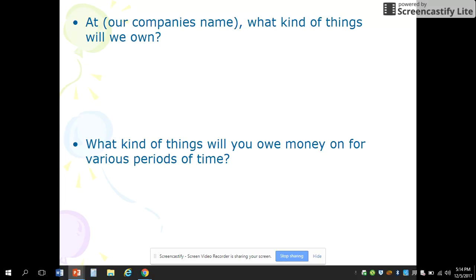Another thing to think about is, businesses don't always just own stuff, they also owe people stuff. So, what type of things would Stadium Express owe money to? Like, who might they owe money to? Why might they owe money to these people? Again, answer these questions in the Edpuzzle.